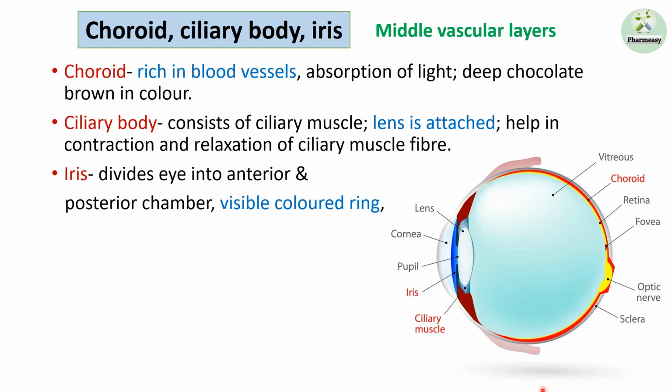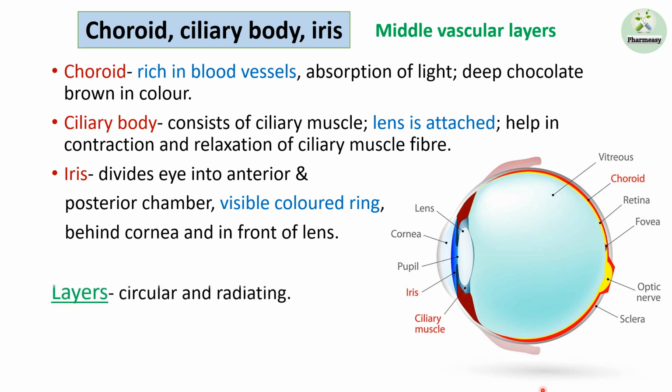Iris. It divides the eye into anterior and posterior chambers. It is the visible colored ring present behind the cornea and in front of the lens. Iris has two types of layers, that is circular and radiating layer. As this figure shows the choroid, ciliary body, and iris.